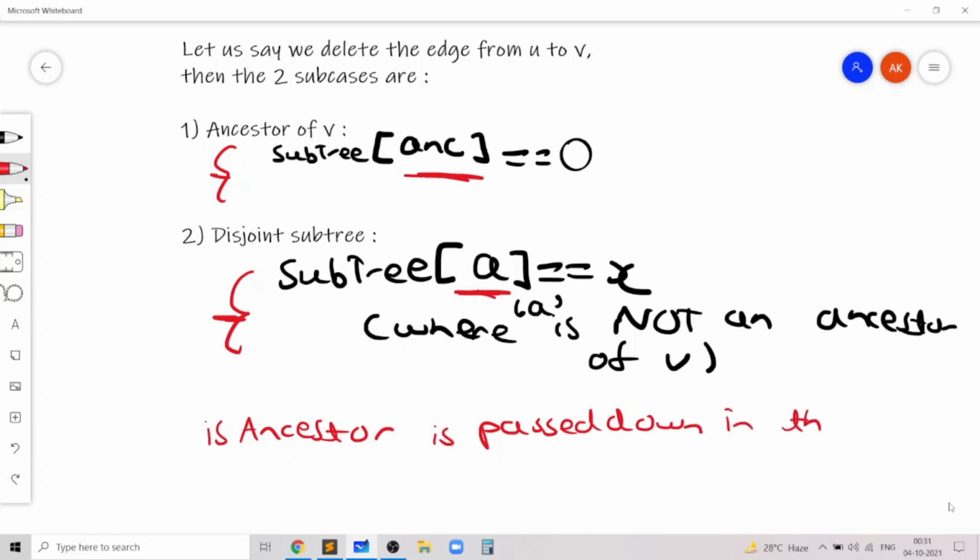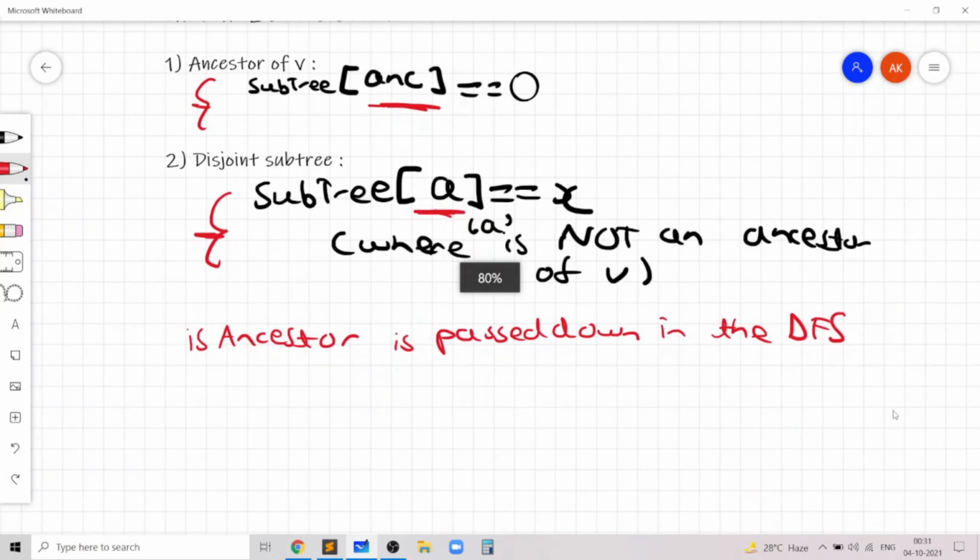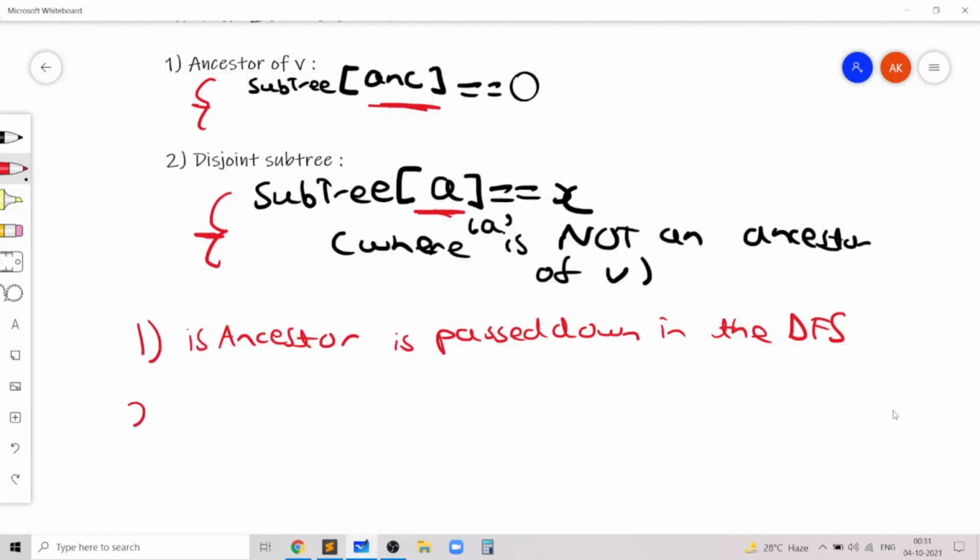So this is just passed down in the DFS in the normal manner along with the current node, because notice that this depends only on the ancestors of the current node. So that's why we can pass it down in the DFS each time. So that's the first thing. The second Boolean variable, which is basically going to represent the disjoint subtree, we can't pass that down directly, because this condition disjoint is very important. So this is a bit tricky even in the implementation, and to handle that we need to use a trick.